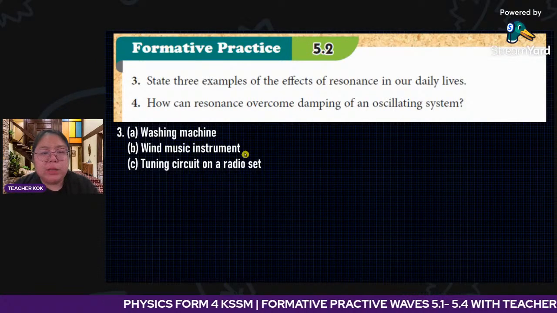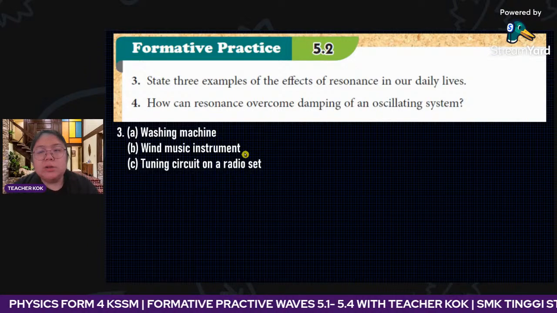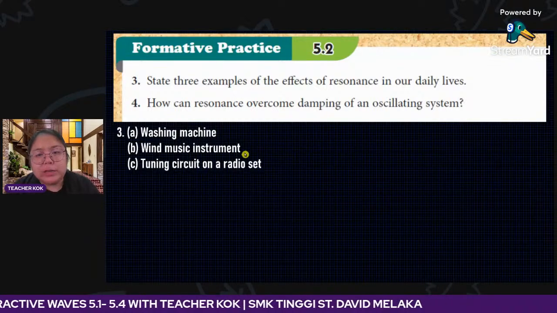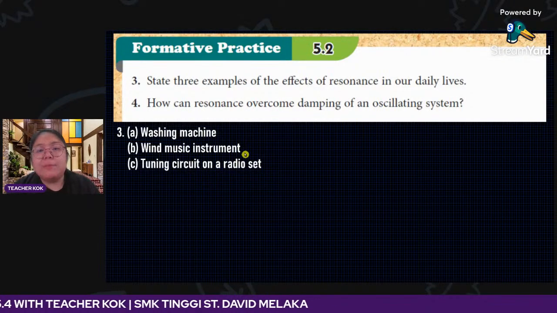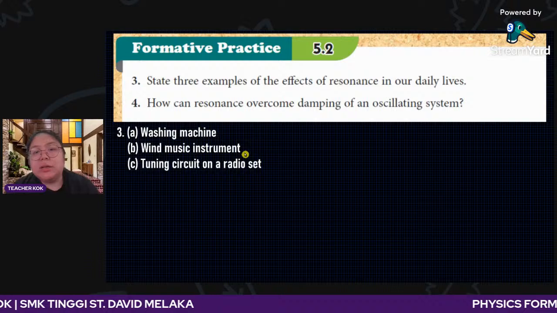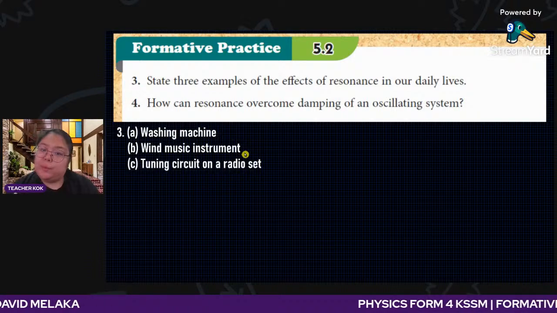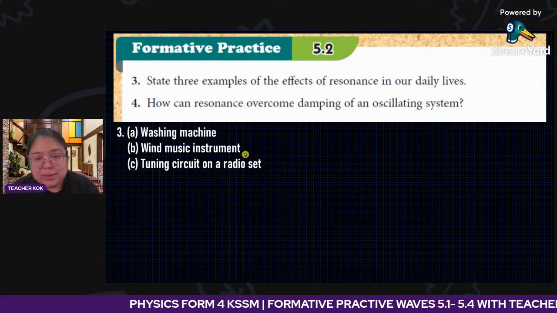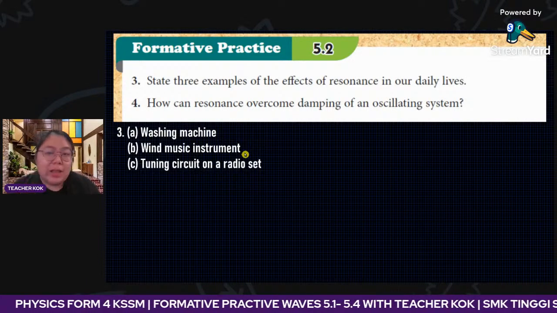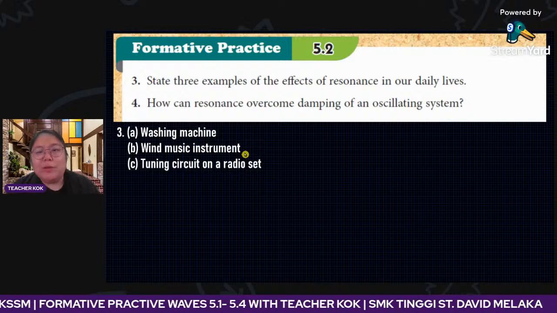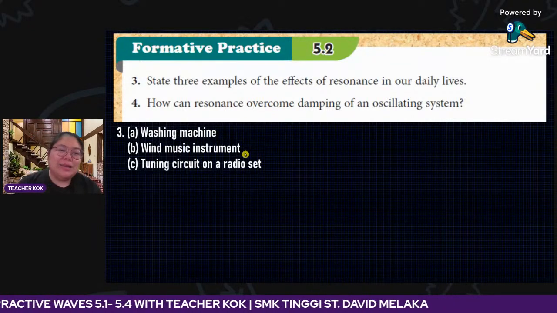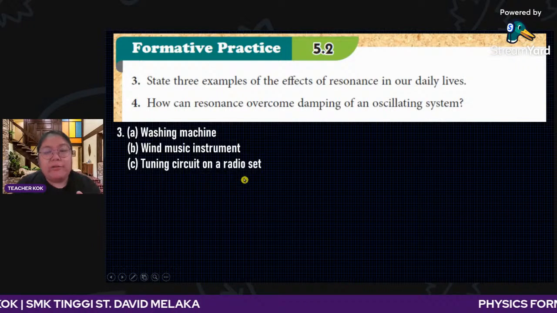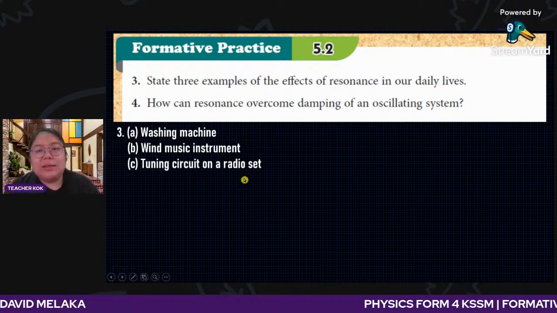Number 2 is a wind music instrument. When you play the instrument and listen to the sound, it produces a very sweet, very nice sound. That means they achieve resonance. But if you are not a professional and you play, you produce a sound just like noise. That we don't call resonance, that we call a disturbance. After that we have the tuning circuit for your radio set. Your radio set, you have to set the FM, is it?